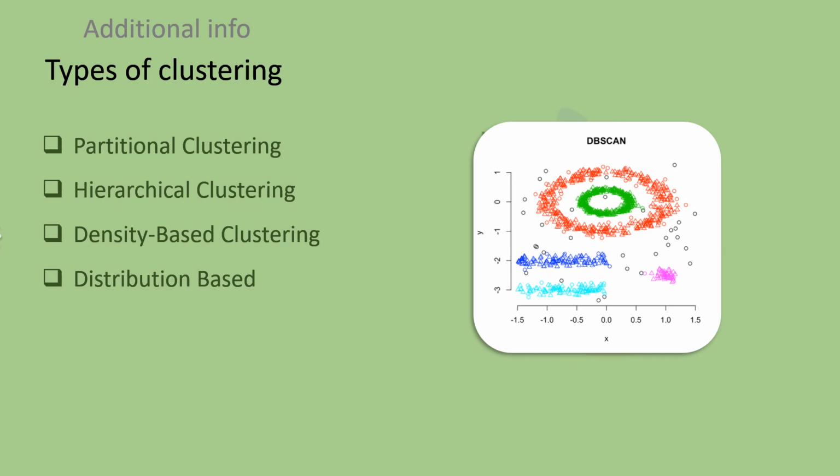Distribution-based is a clustering model in which the data is fit on the probability of how it may belong to the distribution. For example, Gaussian distribution-based clustering.